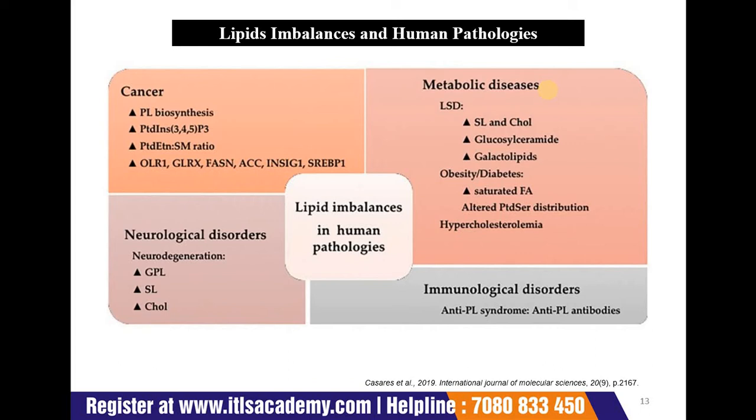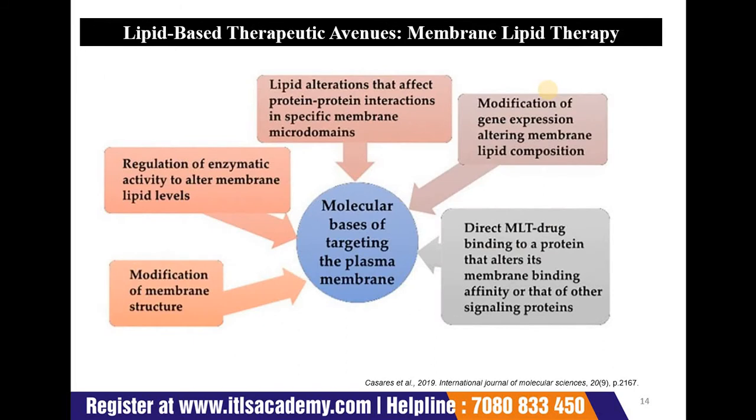There's a lot of bacterial replication in your lungs, which basically leads to decreased breathing ability. It happens because of a defect in the transporter which transports the chloride ion; we will talk about that in detail later. Now, when there is disease, people have started finding out what the lipid-based therapeutic avenues are. It could be membrane lipid therapy.